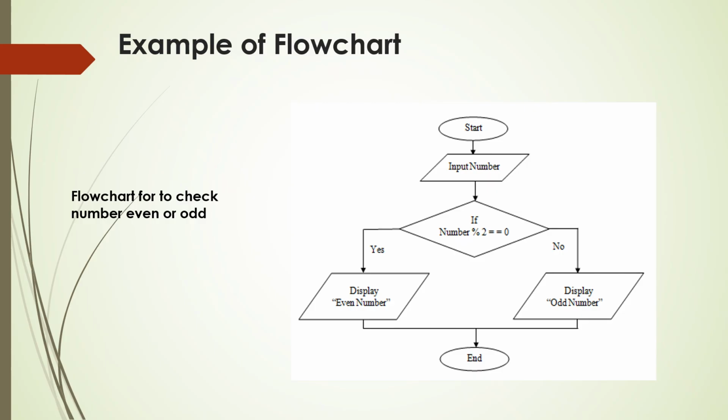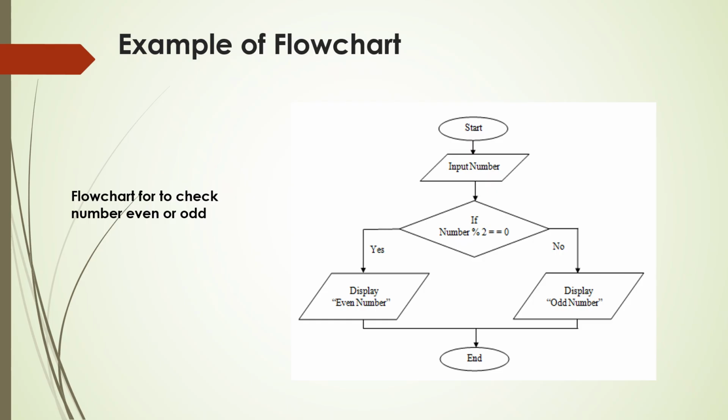Now, let's understand another example of a flowchart. This flowchart is used to check whether a given number is even or odd. This example introduces an important concept in programming called decision making. Unlike the previous example, where the program simply follows a sequence of steps, here the program has to make a decision based on a condition. Let's understand the flowchart step by step.